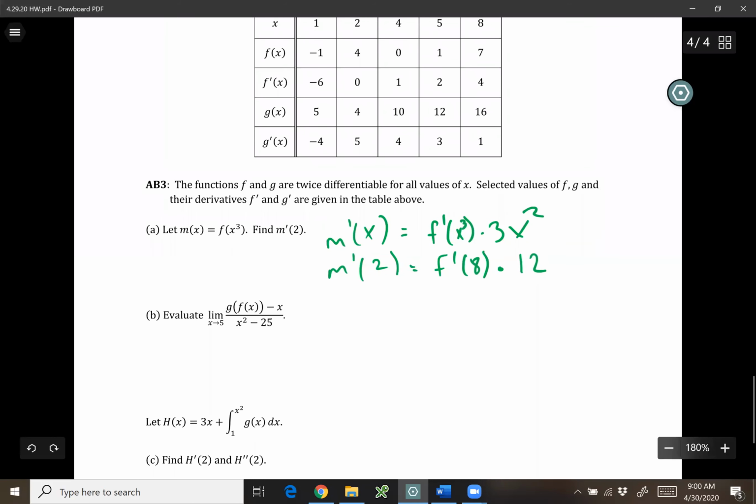3 times 4 is 12. And f prime of 8 on here is 4. So 4 times 12. And you can just leave your answer like that. If you want to put 48, great.